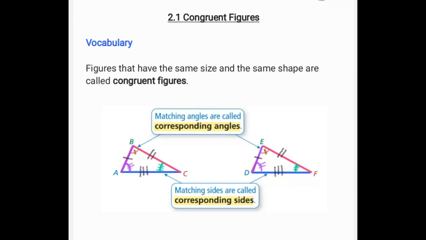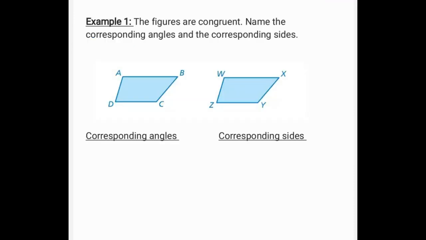So that's what we're working on today, to find where it is corresponding inside the angles and on the outsides of the shapes. In example 1, the figures are congruent. Name the corresponding angles and the corresponding sides.